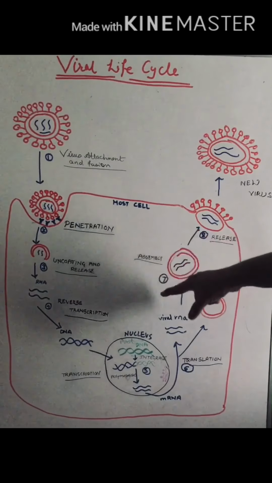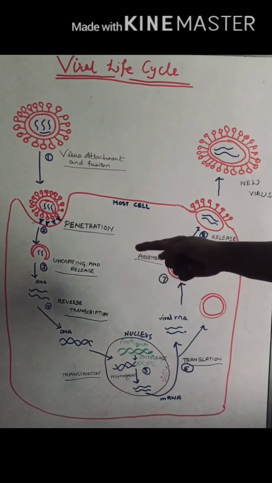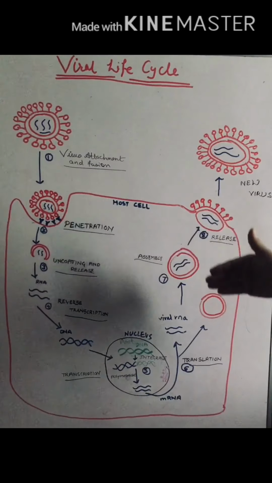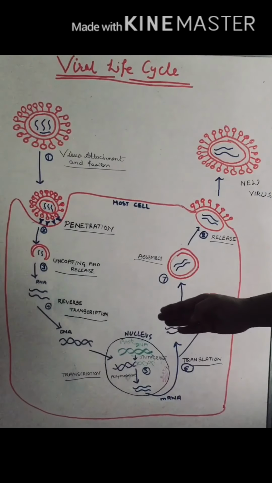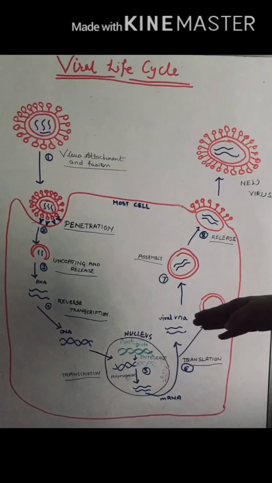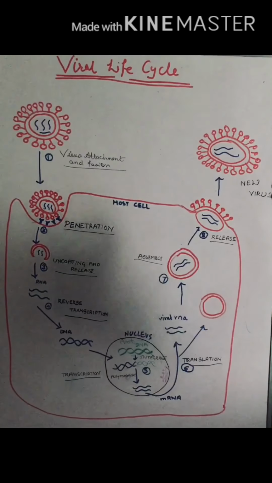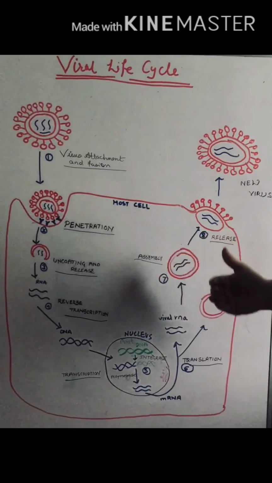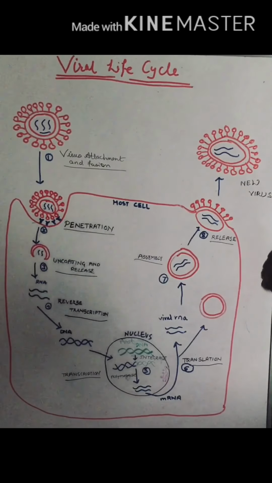The genetic material present here in this type of virus is RNA, which undergoes reverse transcription to form a double-stranded DNA. Why reverse transcription? Because generally transcription is the conversion of DNA to RNA. But here the virus is getting converted from RNA to DNA, so it is reverse transcription.